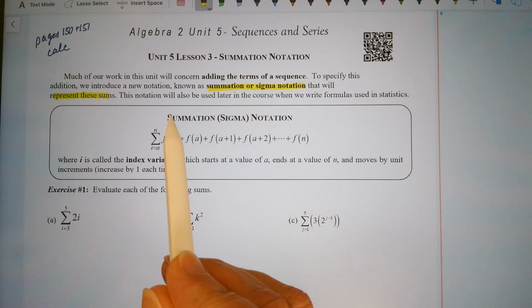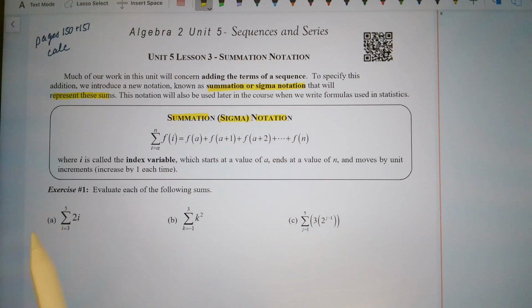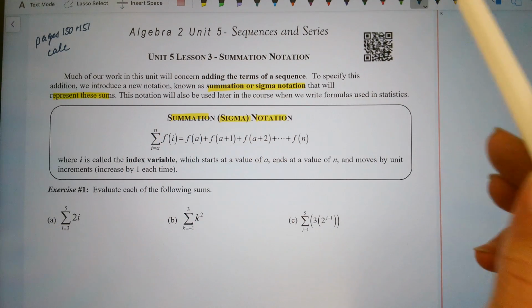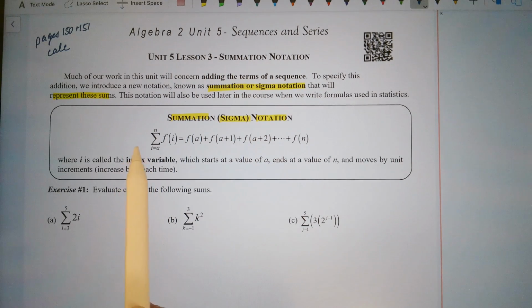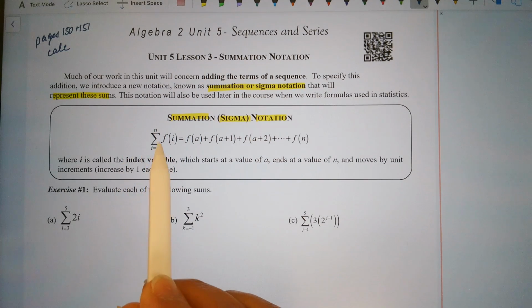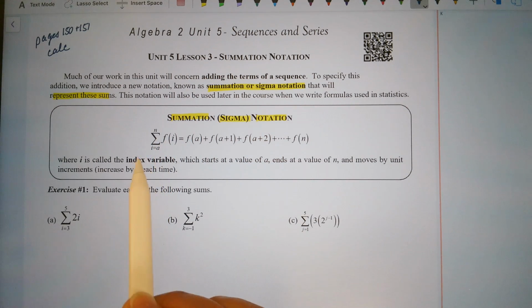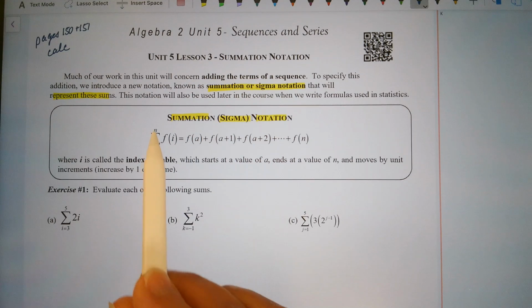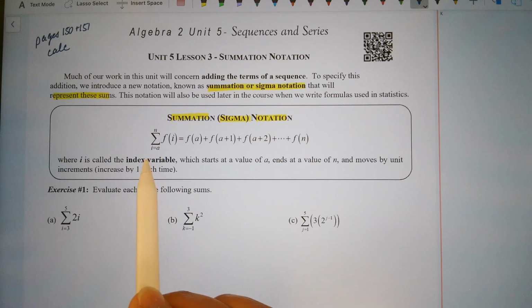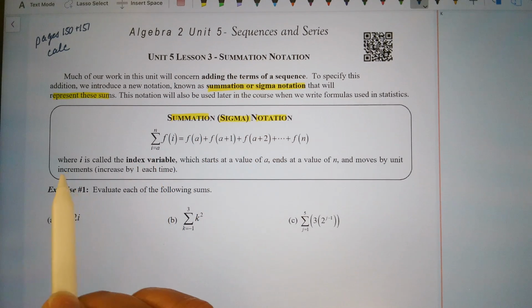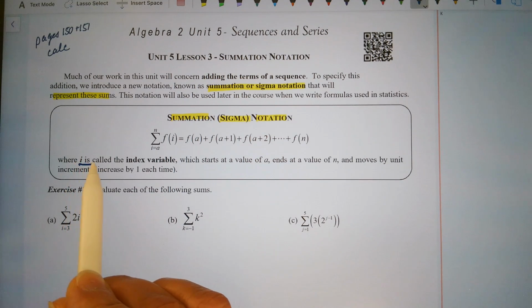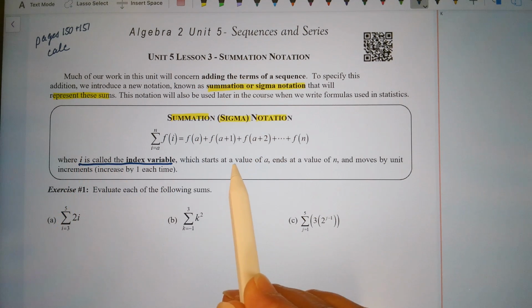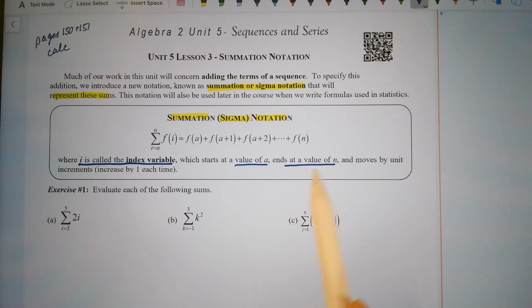So summation, otherwise known as sigma notation. We have this symbol here, which is the Greek letter sigma, and it stands for sum or summation. So we have the summation of f of i going from a to n. So we start with a, whatever that is, the number 4 or 7 or 1, and then we increase by increments of 1. So i is called the index variable, which starts at the value of a and ends at the value of n. It moves by unit increments, so it increases by 1 each time.